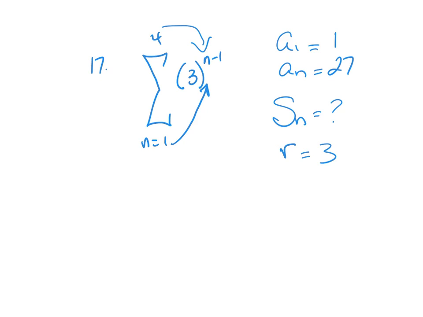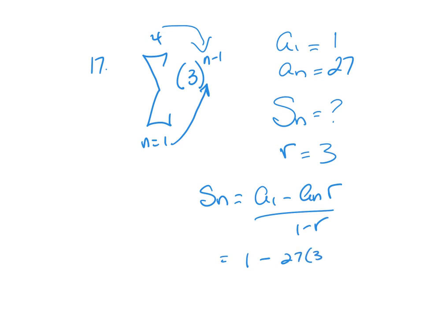So we're just going to put it in the formula, and the formula is Sn equals, let's use that last one, a1 minus an times r over 1 minus r. We just plug in 1 minus 27 times 3 over 1 minus 3, which is 1 minus 81, which is negative 80 over negative 2, which is 40. So the sum of that should be 40.